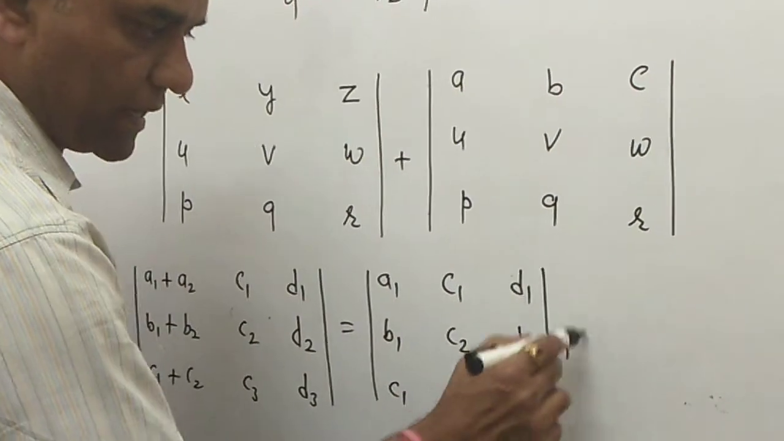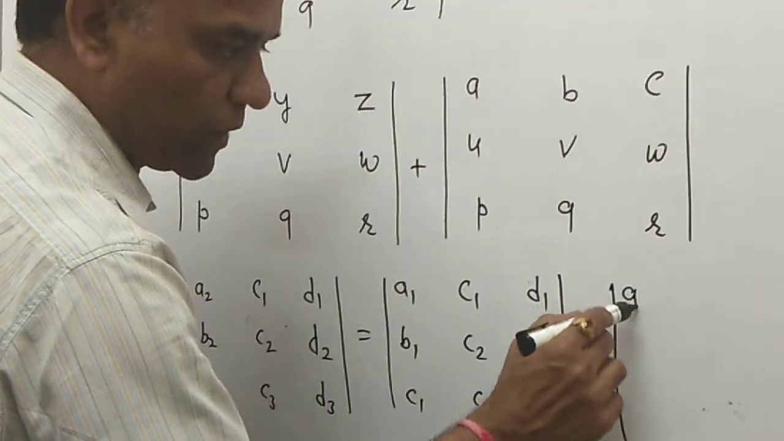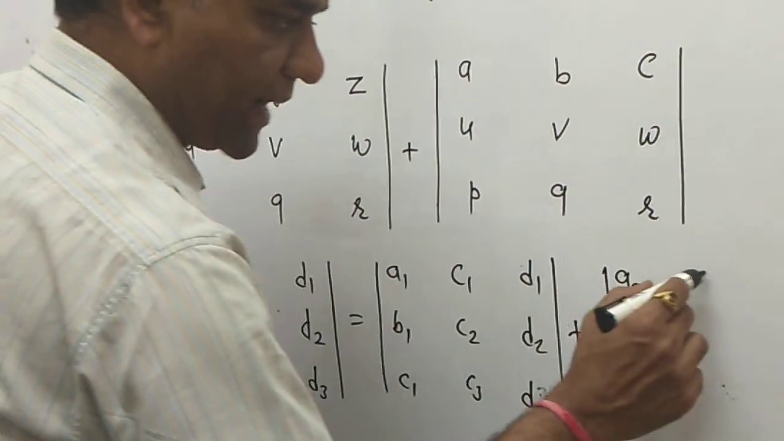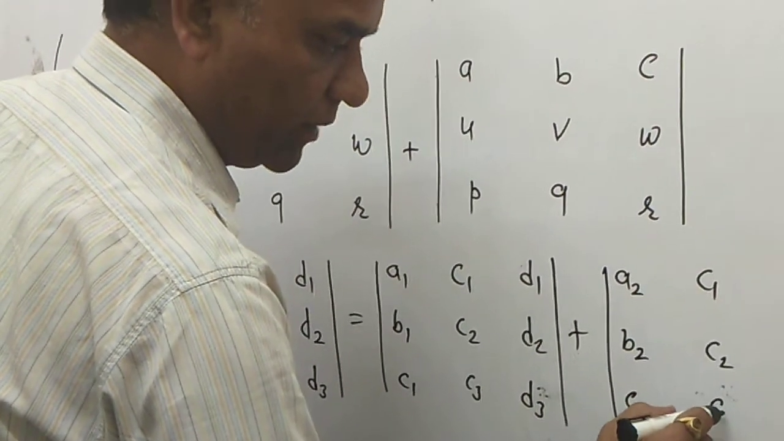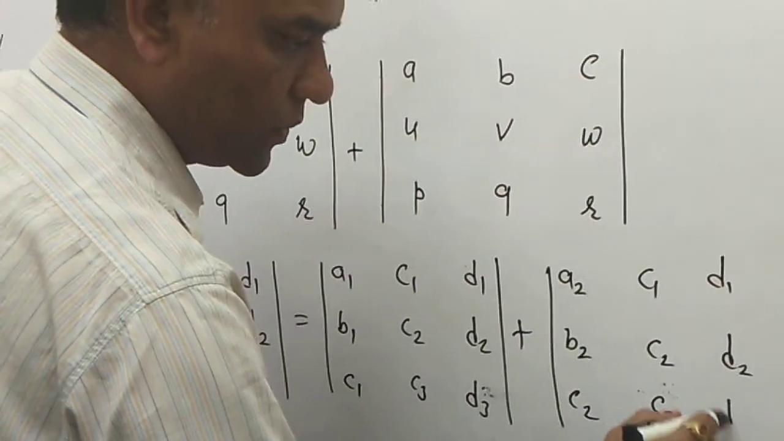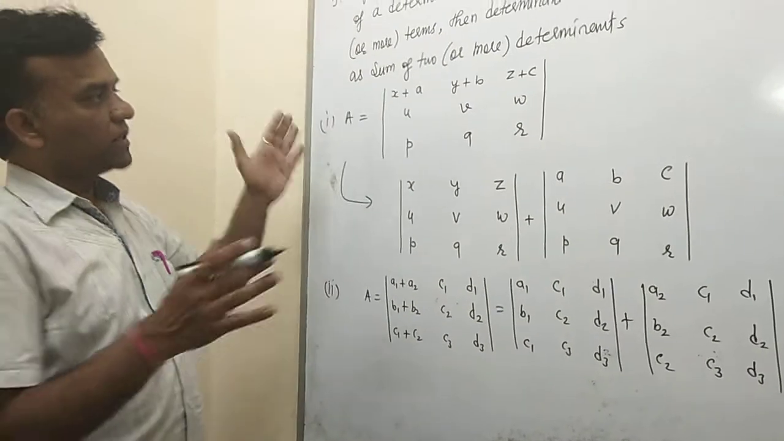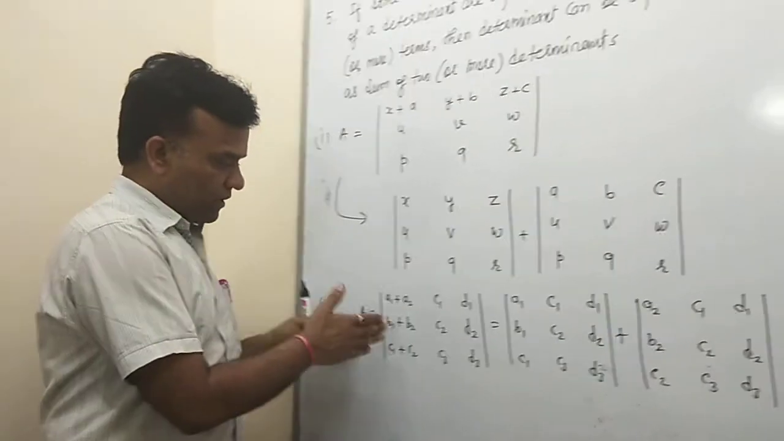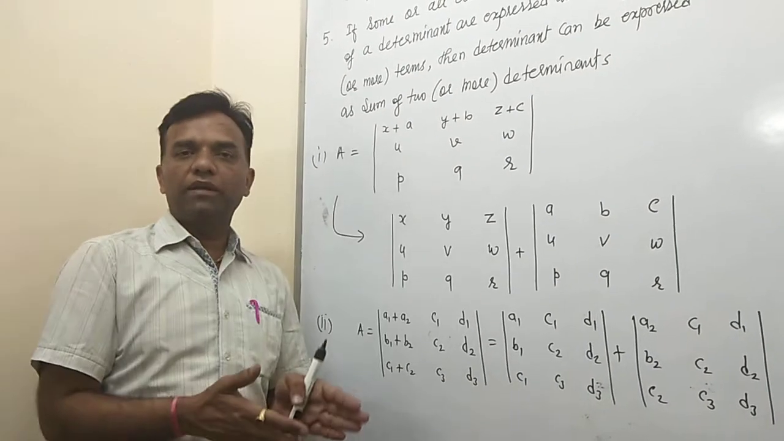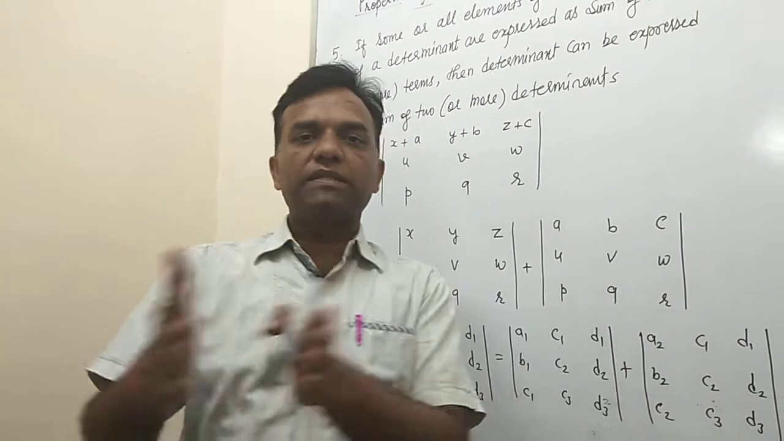Now you have the sum sign here, so you put a plus sign, and then the second value, a2, b2, c2, is your first column. You write the second column as it is, no change, because a single value is given there, and then d1, d2, d3. So that is very easy. If the sum of two values is given in the first row, or the first, second or third column, the expression is the same. You convert it into the first determinant plus the second determinant.